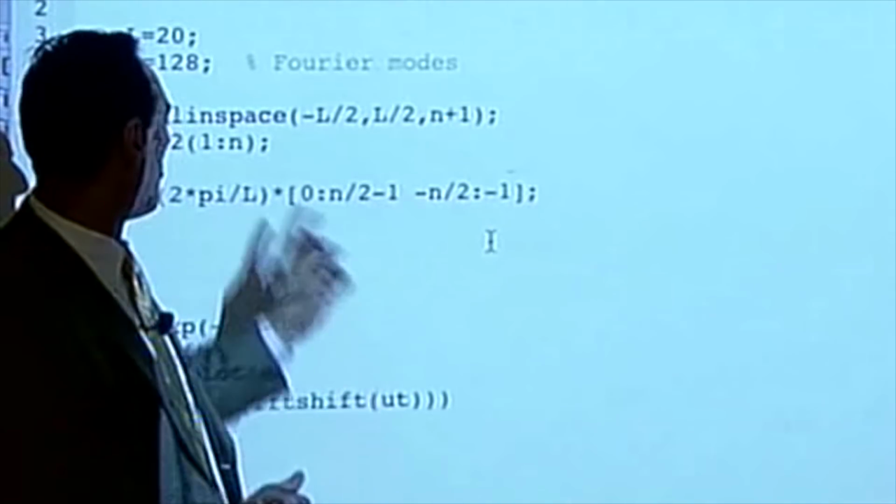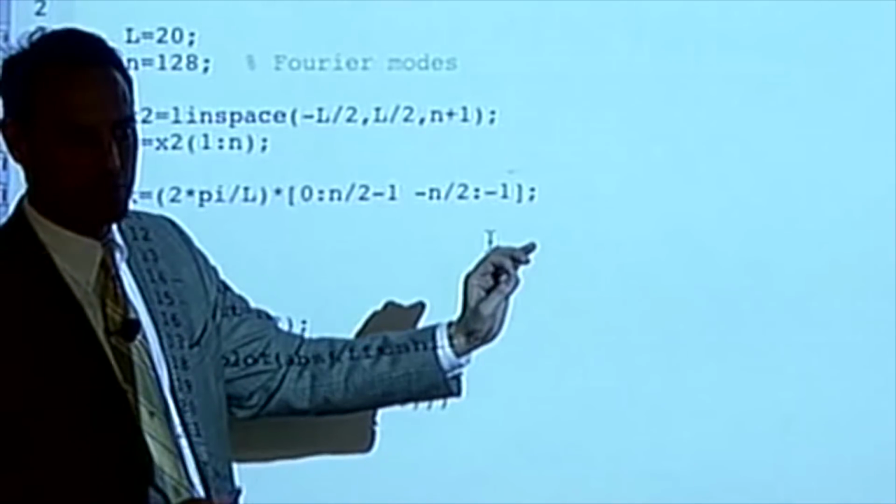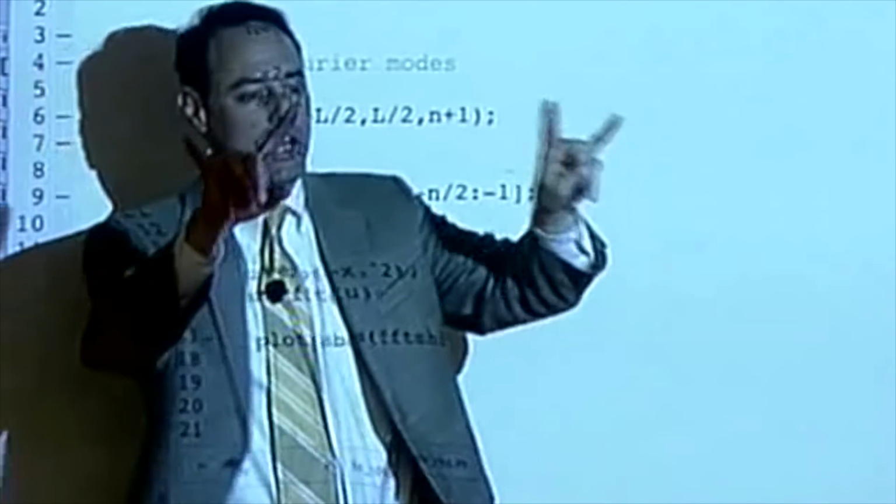Okay? But why did I shift them? I go from 0 to n over 2 minus 1, and then negative n over 2 to minus 1. Remember, because I'm doing this.